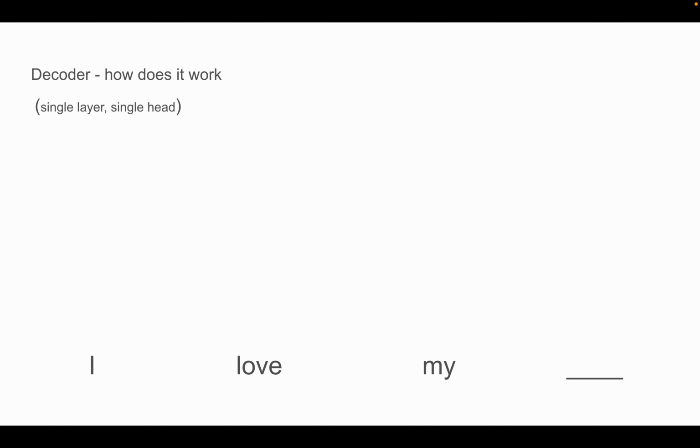Okay, now let's take an example. Let's say the input is something like "I love my ___". It could be anything: I love my country, or I love my nation, or I love my world. It could have been anything.